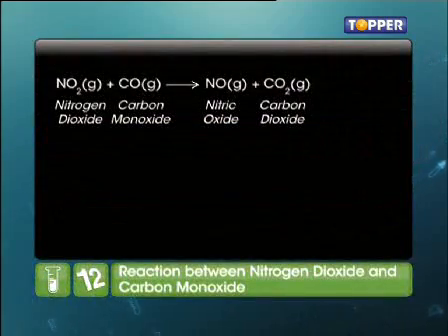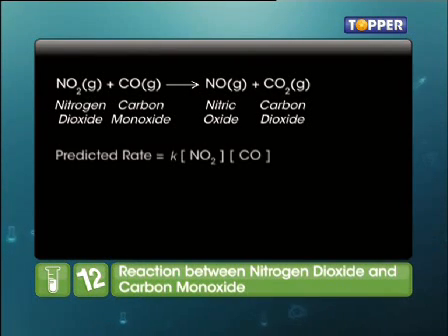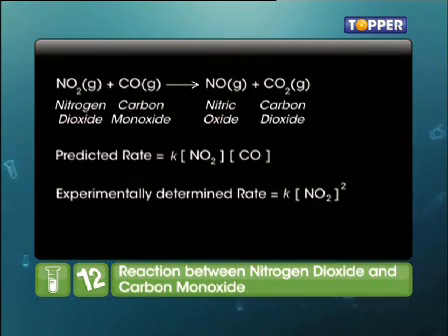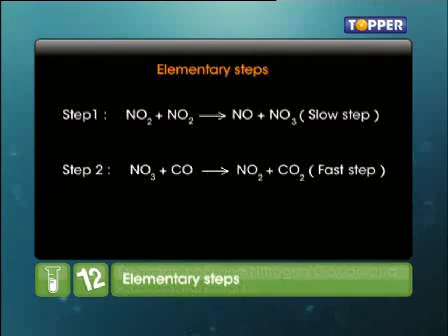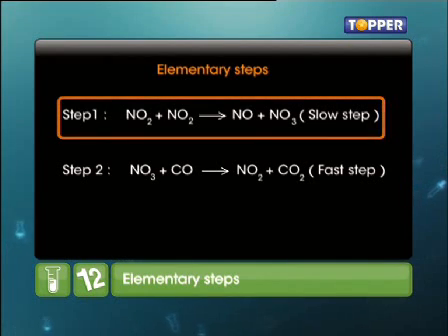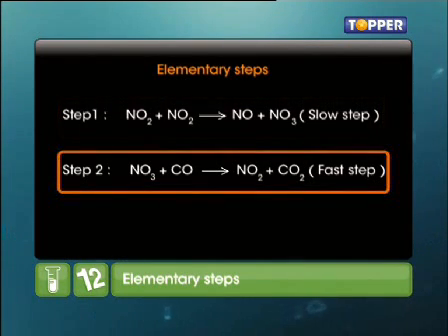Let's now consider the reaction between nitrogen dioxide and carbon monoxide. As you can see, there is a discrepancy between the predicted and actual rate law. The experimentally determined rate law shows that the rate of reaction is directly proportional to the concentration of nitrogen dioxide raised to the power of 2 and is independent of the concentration of carbon monoxide. This suggests that the reaction does not occur in a single step. Rather, it occurs in two steps, out of which the first step is the slow step and the second step fast.